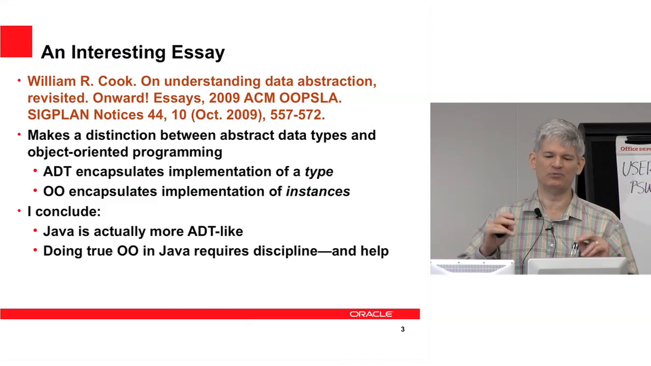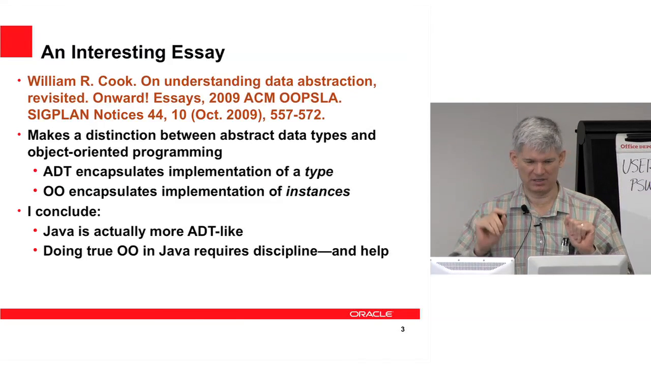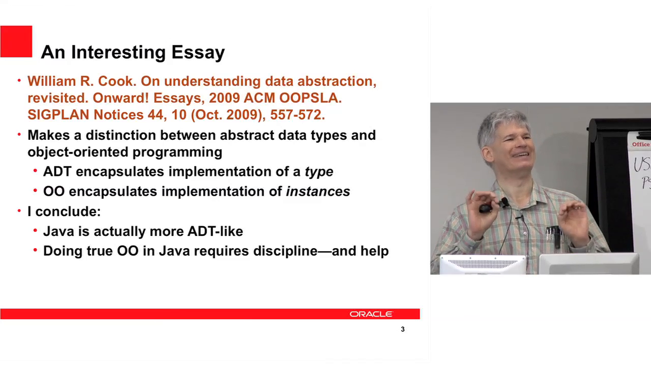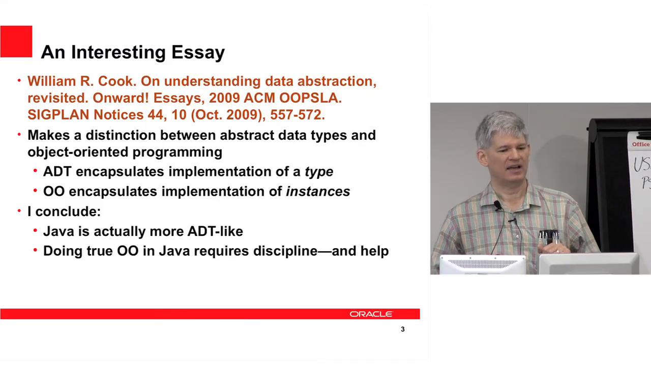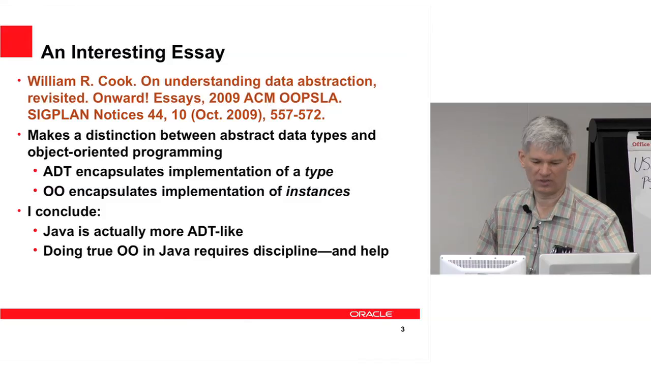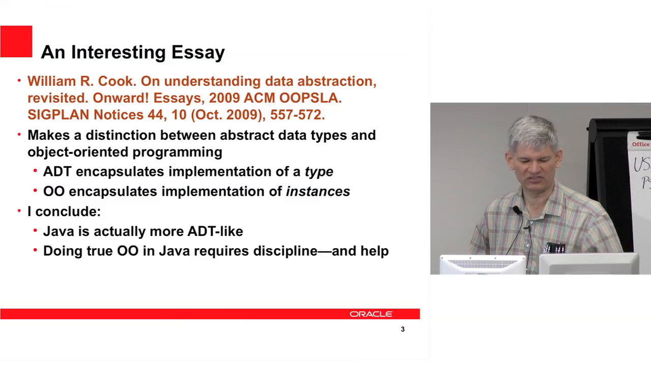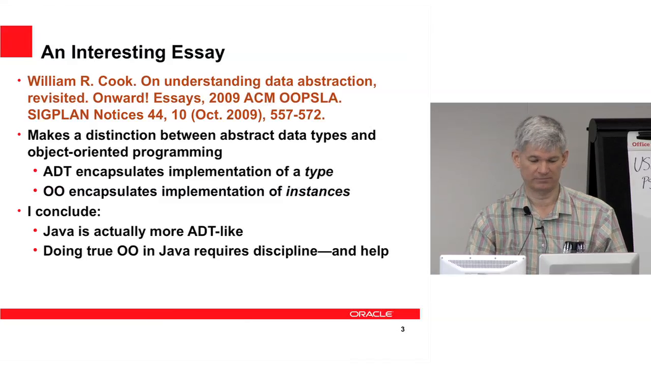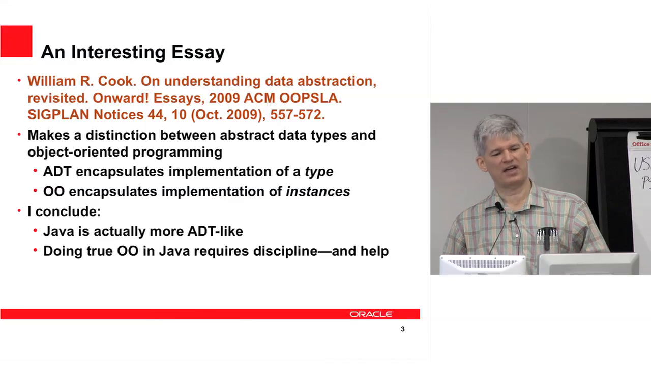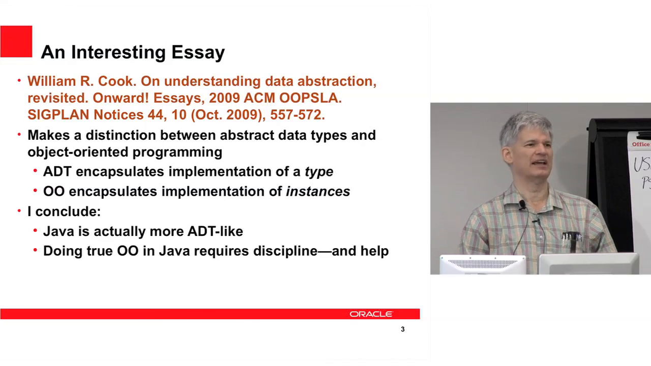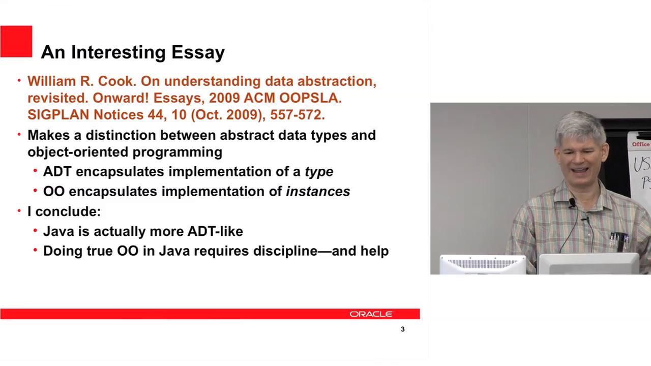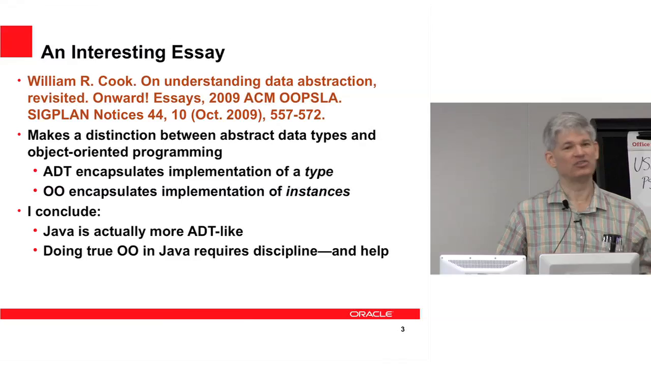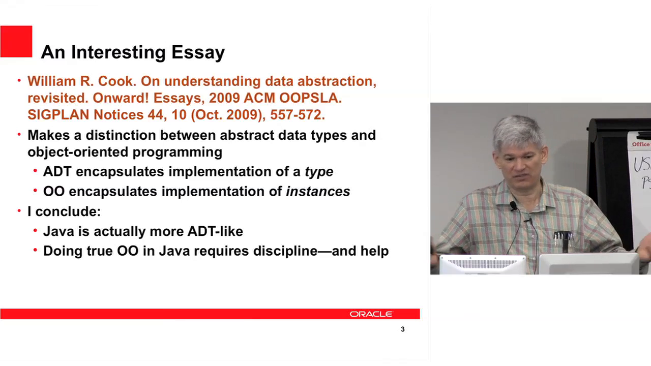He says that abstract data types encapsulate the implementation of a type, whereas true object-oriented programming encapsulates the implementation of the instances of the type. Roughly speaking, this has to do with exactly how the instances of the type play with each other. After meditating on this essay for some time, I've concluded that while we think of Java as being an object-oriented language, actually in its structure it's more ADT-like.